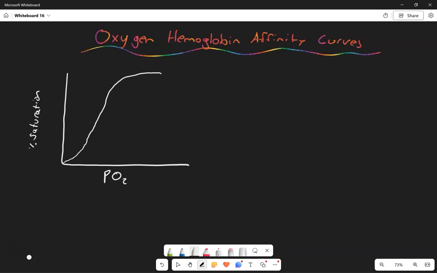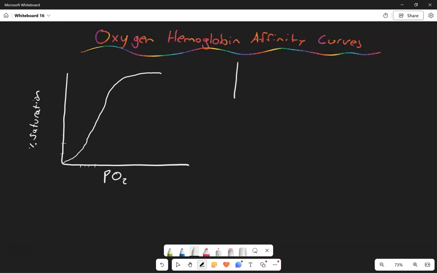Right? And so what you see is that small changes in partial pressure give you large changes in percent saturation. One of the reasons for that is because as an individual oxygen molecule binds to hemoglobin, it increases the affinity. So when one binds, it makes it easier for the second to bind, and when two bind to hemoglobin, it makes it easier for the third to bind, and so on. Right? And so this is known as the oxygen hemoglobin affinity curve, or some people refer to this as the oxygen hemoglobin saturation curve. Right?